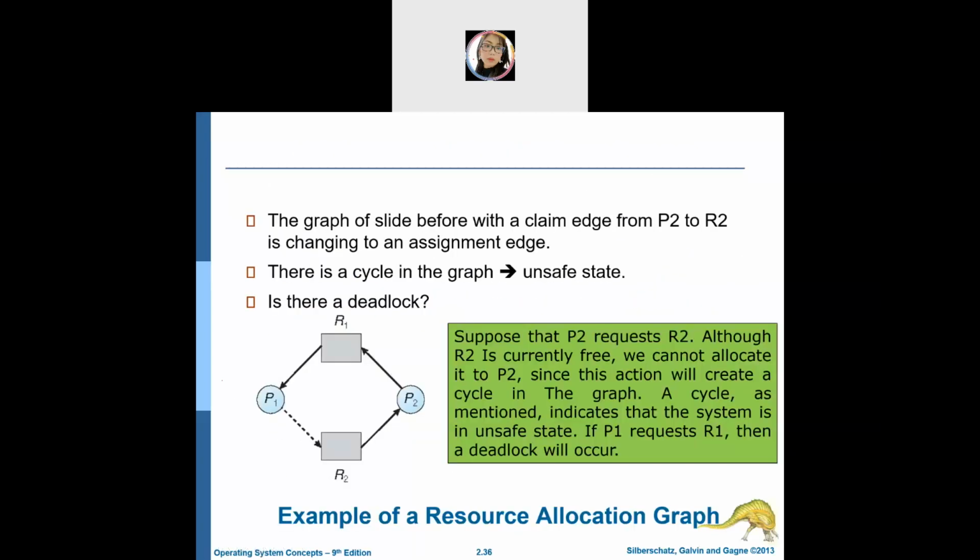So the graph was like this before, and you can see after it is changed. Before, with a claim edge, right? Before this it is a claim. The edge from P2 to R2 is now changed to an assignment edge. Now it has changed to an assignment edge. There is a cycle in the graph, which is unsafe. You can see here it nearly has a cycle.